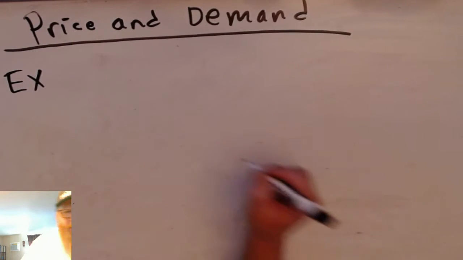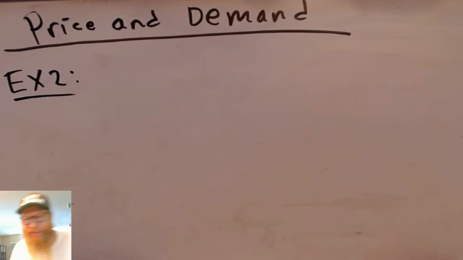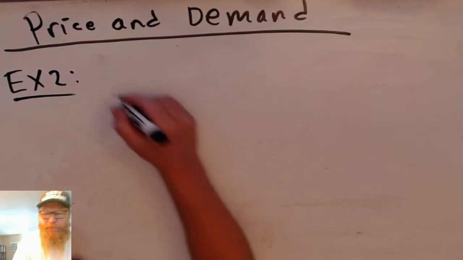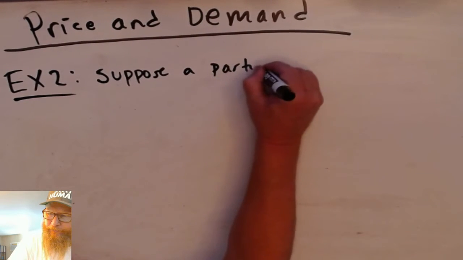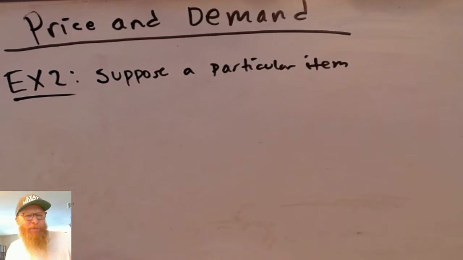I think this is only example 2, isn't it? Yeah, I just did one really long example 1. Okay. Example 2, price and demand. Suppose a particular item. This time I'm not even going to fake it. I'm not going to make up refrigerators or skateboards. I'm just going to call it a particular item.